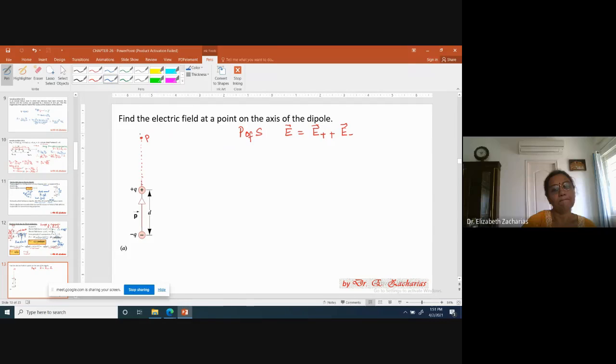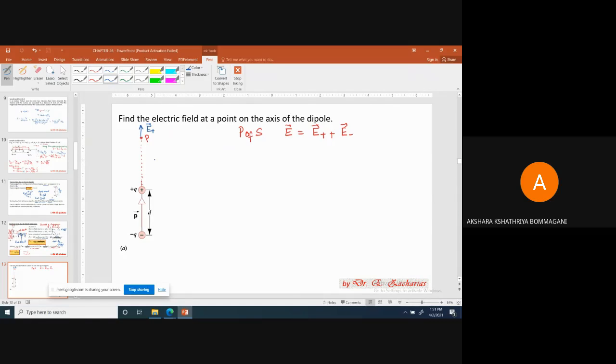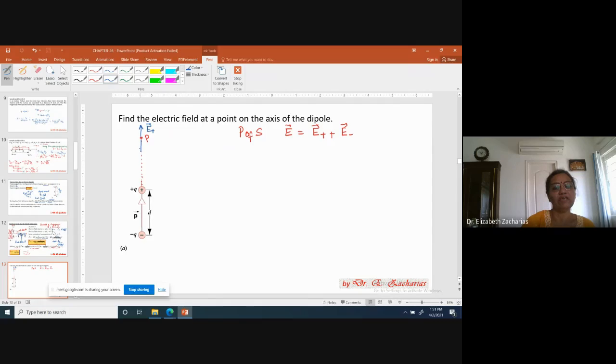Away from plus q. So radially out. So this is going to be E plus. And for the negative one? Radially inward. Now, can you say that both of them will be equal and cancel out? No, because the distances are different. And I'm going to call this distance from the midpoint of the dipole, from here, x. I will call this distance x.